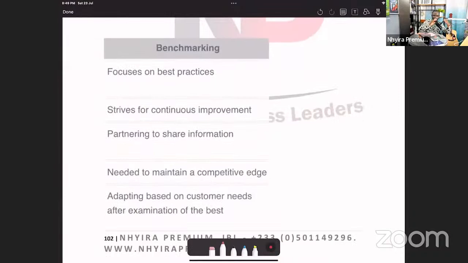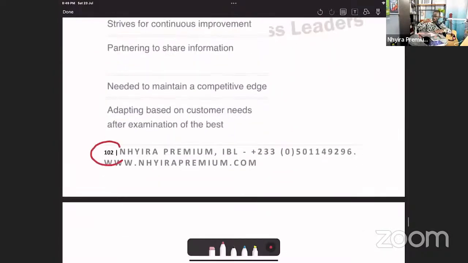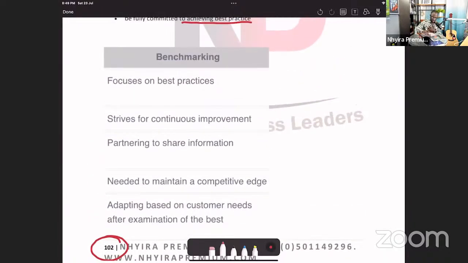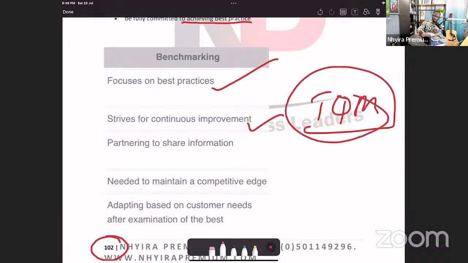So this is in your management accounting ebook. What I'm referring to here is in your management accounting ebook. The idea generally is about focusing on best practices. What are the things that are being done within the industry? Best practices. And then we will strive for continuous improvement. That is TQM, Total Quality Management.